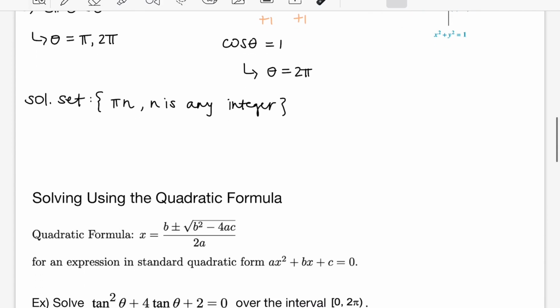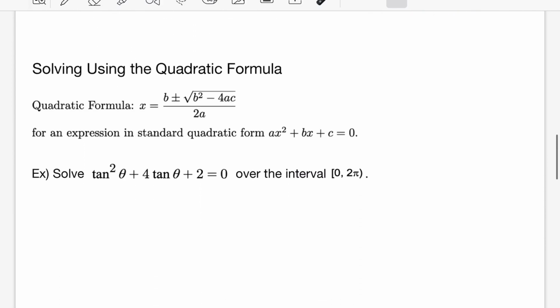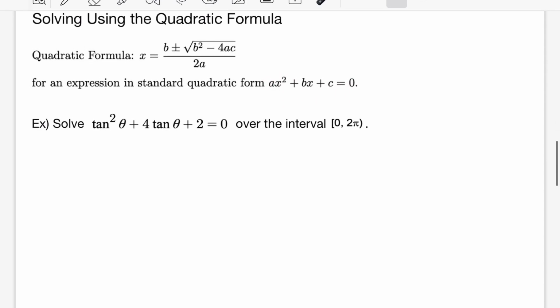Alright, so the next thing we're going to look at is solving these trig equations using the quadratic formula. So if you remember, this is the quadratic formula here for an expression that's in standard quadratic form given by this here. So we'll illustrate this method with this example here. We want to solve this equation over this interval, and this is going to be in standard quadratic form if we think of tangent theta as x in this case.